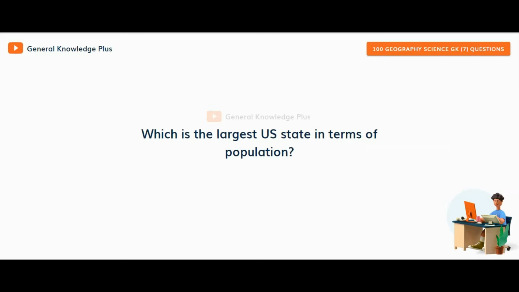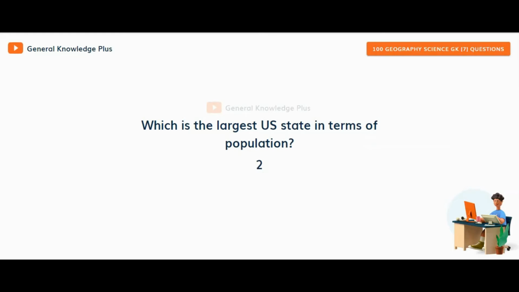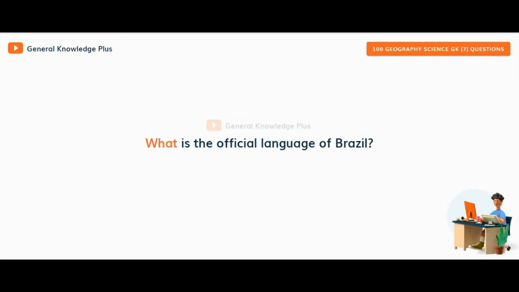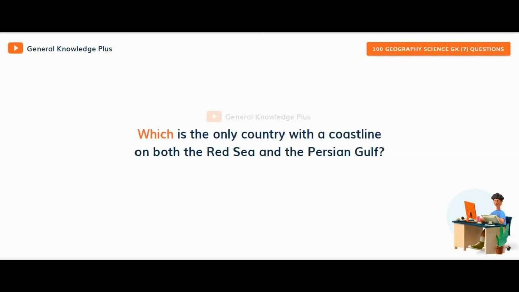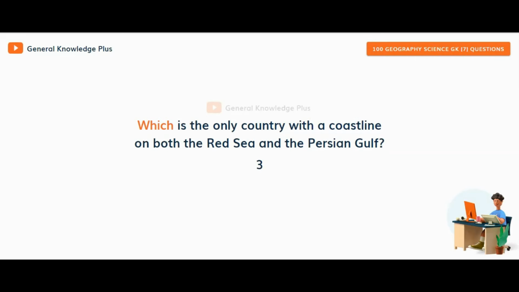Which is the largest U.S. state in terms of population? California. What is the official language of Brazil? Portuguese. Which is the only country with a coastline in both the Red Sea and the Persian Gulf? Saudi Arabia.